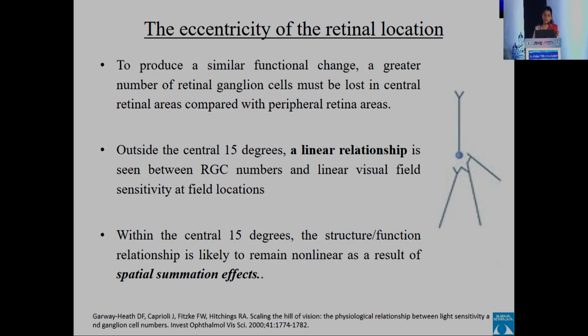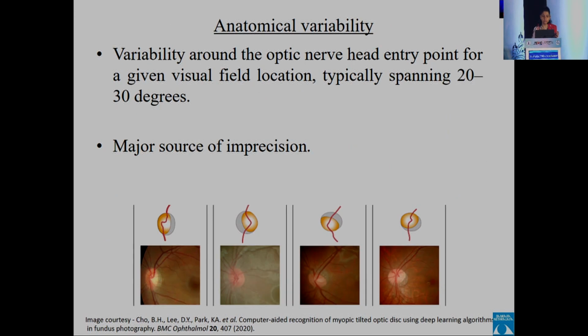Also, another reason why we have discordance in structure and function is the eccentricity of retinal location. So to produce a similar functional change, a greater number of retinal ganglion cells must be lost in the central retinal area as compared to the peripheral areas. So in the central 15 degrees, the relationship is likely to remain nonlinear because of the spatial summation effects. The axons of the retinal ganglion cells, they summate. But outside the central 15 degrees, a linear relationship is maintained. So this change of the location of eccentricity adds to the discordance.